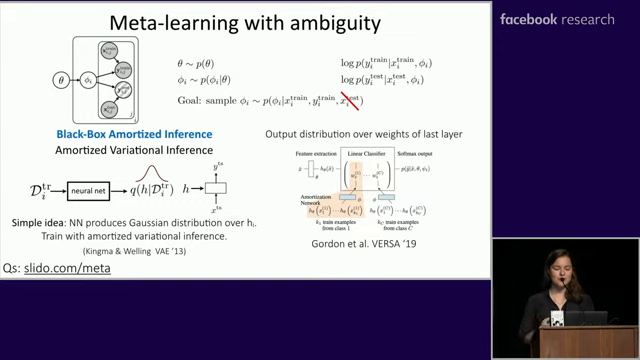And indeed, various approaches have used this type of approach. For example, Gordon et al. used this approach where H corresponded to the weights of the last layer of a neural network.